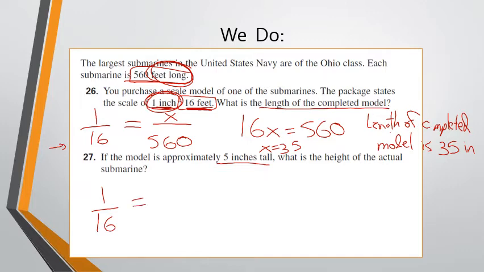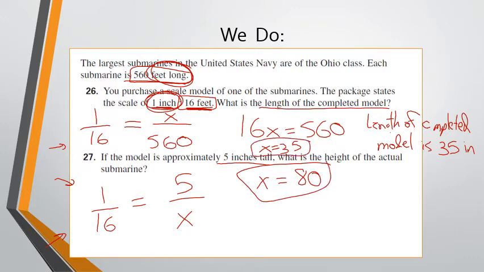If the model is approximately 5 inches tall, what's the height of the actual submarine? Okay, again, remember, it was inches on top, feet on bottom. So the model is 5 inches. I don't know the real height. So you should have this set up this way. You cross multiply, you get x is equal to, because 1 times x is x, 16 times 5, you get 80. I don't need to divide by anything, so there's actually your answer. Okay, so what is the height of the actual submarine? Again, it was in the denominator. Denominator was feet, right? So the height is 80 feet.